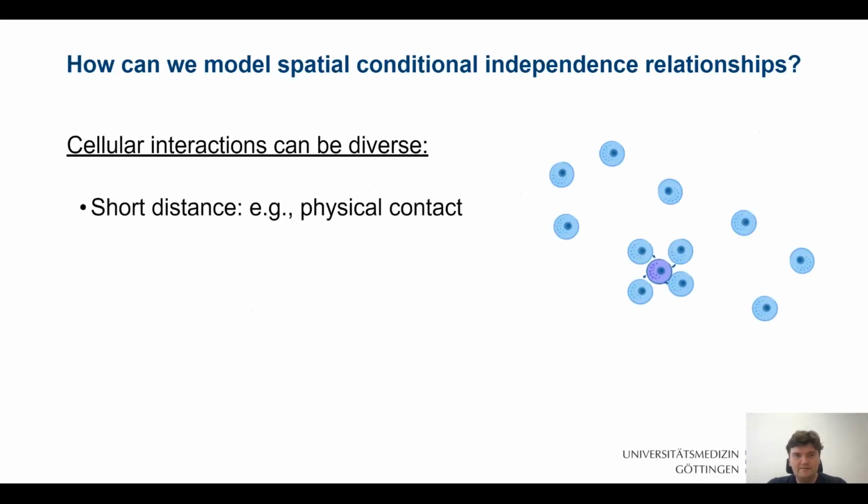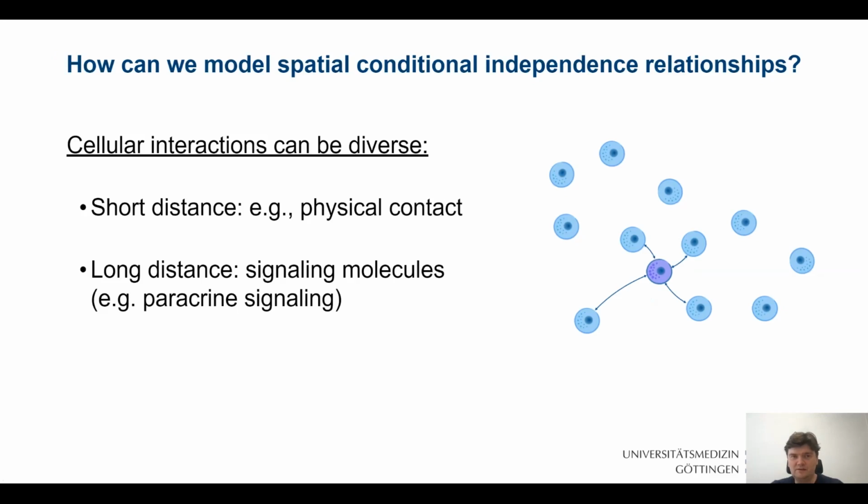However, we can state such a term, something like spatial conditional independence. That does not yet mean that we have a model we can easily calculate. And in fact, that's rather tough because spatial interactions are pretty diverse. For instance, they can be short distance, something like cell-cell contact, or they can be long distance, so exchanging signaling molecules, something like that.